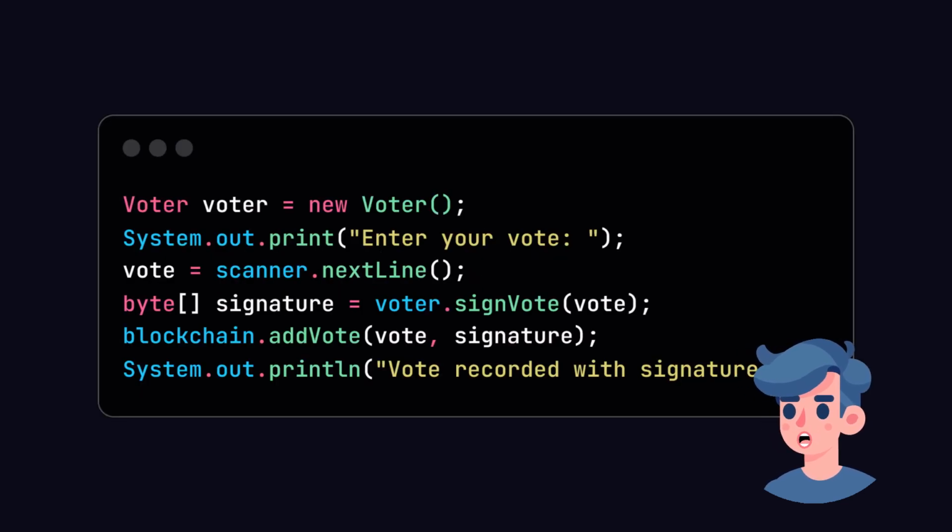Now, we need to modify the voting process to accommodate the signing of votes. Let's change our VotingSystem main method to create a voter instance, sign a vote, and then send both the vote and the signature to be recorded.